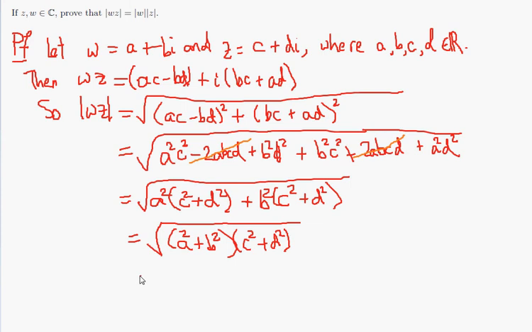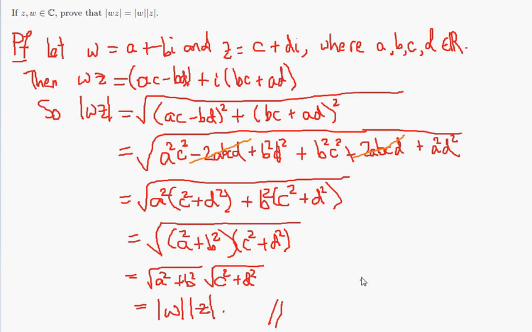Now everything here is non-negative, so I can split up the square roots. Square root of a squared plus b squared, times the square root of c squared plus d squared. Square root of a squared plus b squared, that is the modulus of w. And the square root of c squared plus d squared, that is the modulus of z. And therefore the modulus of w times z is equal to the modulus of w times the modulus of z, and that is the end of the proof.